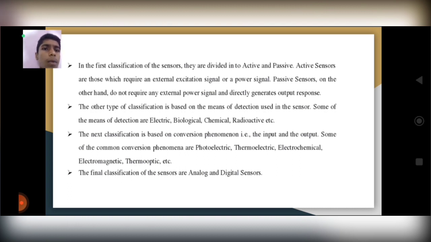The other type of classification is based on the means of detection used in the sensors. Some of the means of detection are electric, biological, chemical, radioactive, etc. The next classification is based on conversion phenomena, input and output. Some of the common conversion phenomena are photoelectric effect, thermoelectric effect, electrochemical effect, electromagnetic effect, thermo-optic, etc. The final classification of sensors is analog and digital sensors.